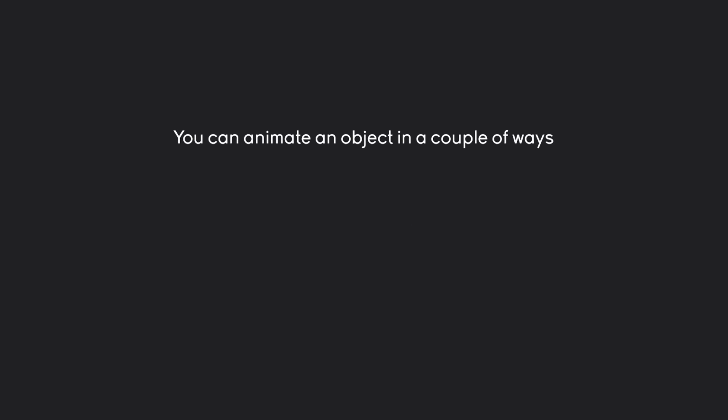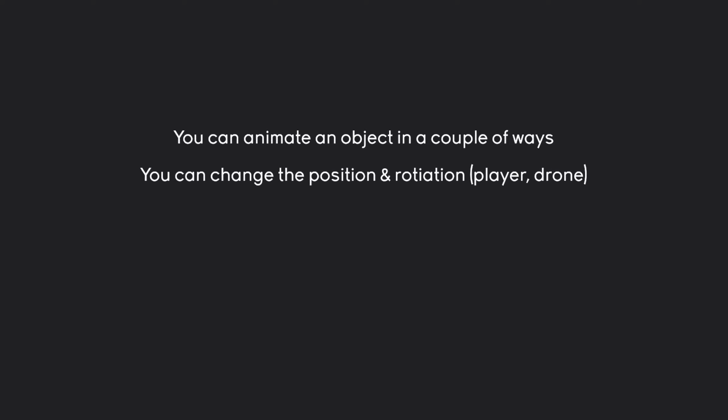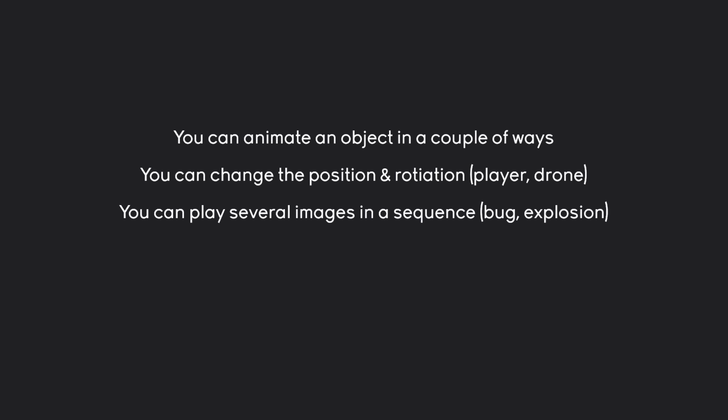For this part, I'm going to talk about skeleton animations. You can animate an object in Godot, or in general, in a couple of different ways. You could simply change the position or the rotation or even the scale. This is something we have done for the player and for the drone. You could also place several images in sequence. This is what we have done for the bug or for the explosion.